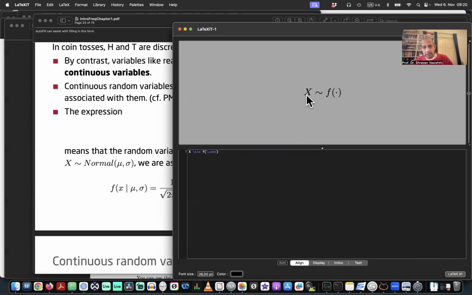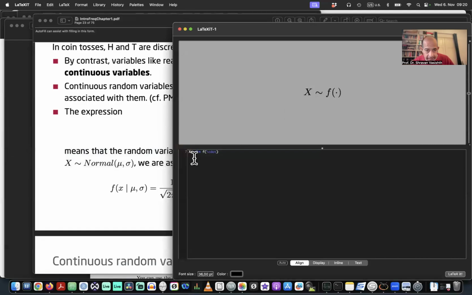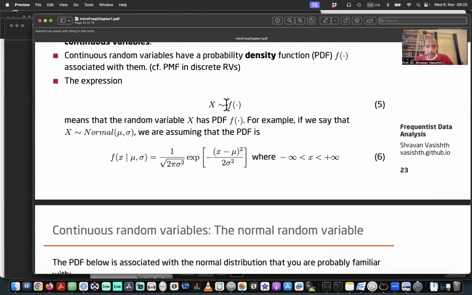Right. So this is what I'm producing here, right? That's what I'm writing here. This thing is called tilde, but in LaTeX it's written \sim, for simulating, right? So what we are doing is we are assuming that the data that we are observing is coming from a random variable called capital X. And those data are coming from this distribution function, from this probability density function, right?